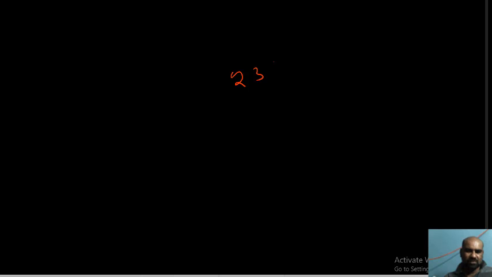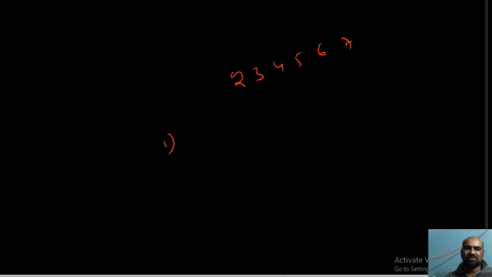2, 3, 4, 5, 6, 7. 1, 2, 3, 4, 5, 6. Total 6 digits are there here. How many 3-digit numbers you can write? That is the question. Question number 1. How many 3-digit numbers you can write?